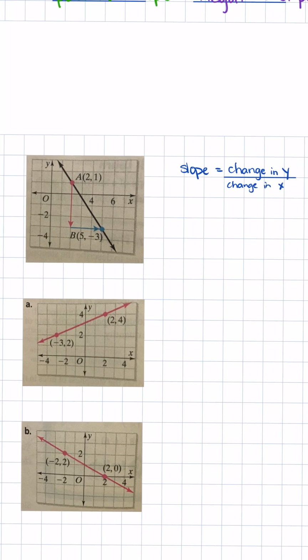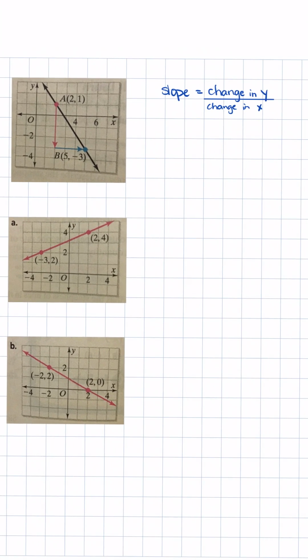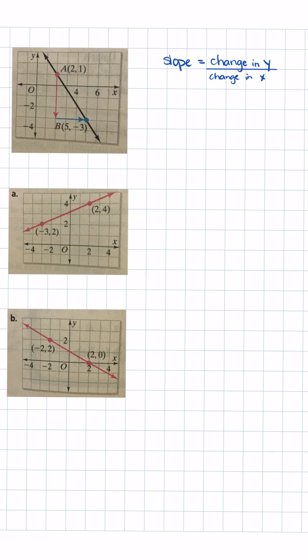Positive and negative slopes. So now we have this graph, and it shows the points. A is 2 and 1, so x is 2, y is 1. And then another point is 5, negative 3. X is 5, y is negative 3. So to do the slope, this is our main equation for slope. We want to take x and y.